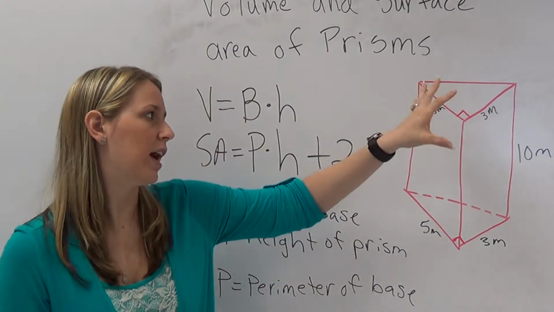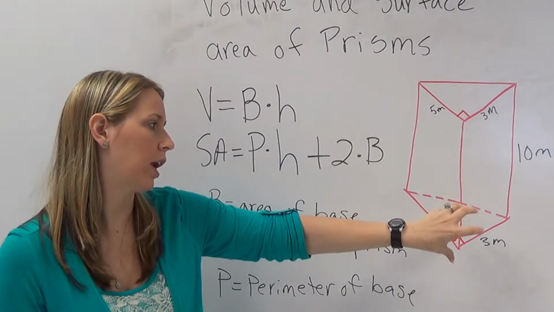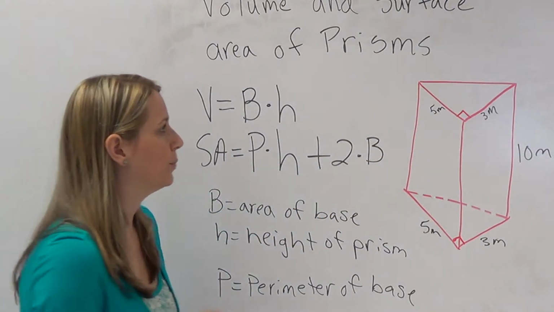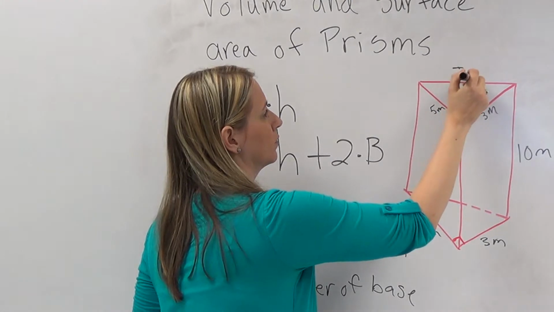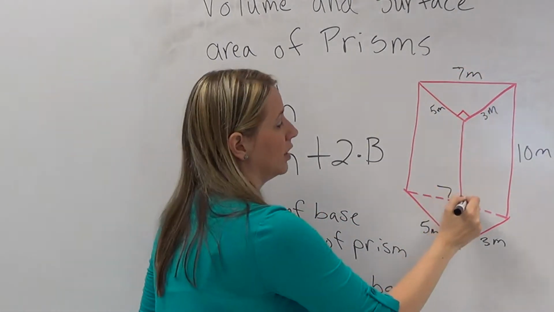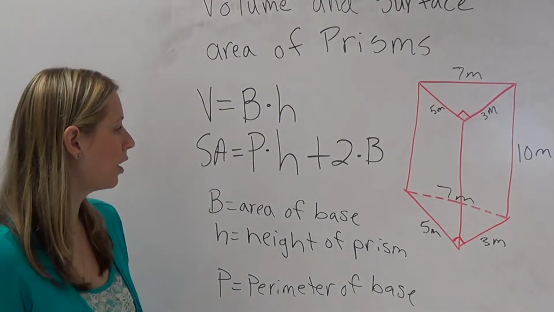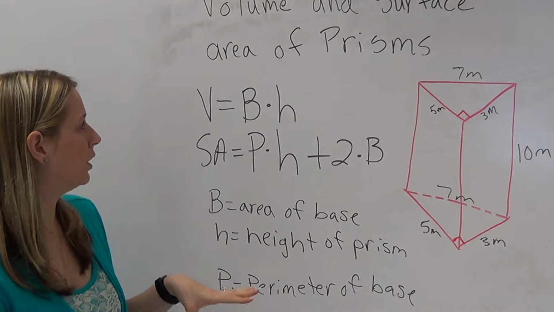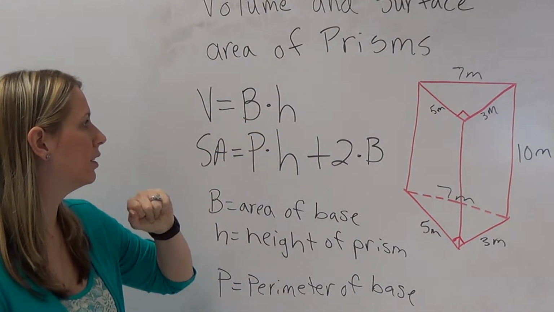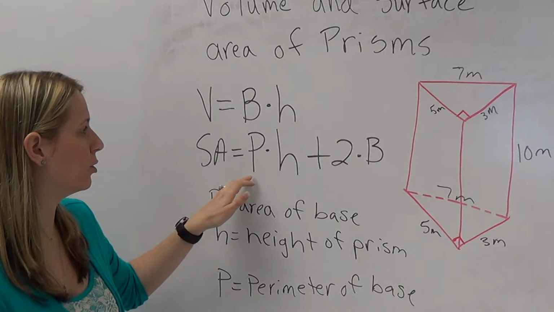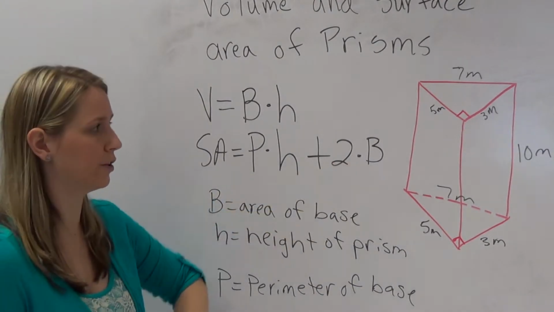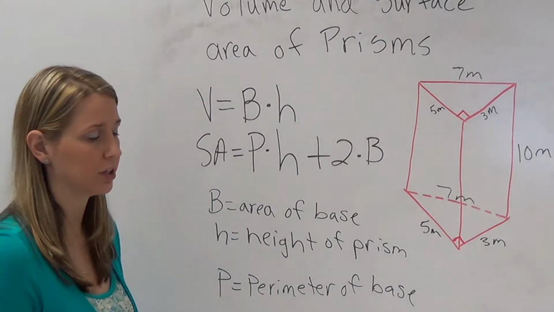Now, you really don't have to have the numbers on both this part and this part, but it doesn't hurt to have it either. So in order to find the volume, we need to know the area of the base and the height. In order to find the surface area, we need to know the perimeter of the base, the height, and the area of the base. So let's just label all those things first.